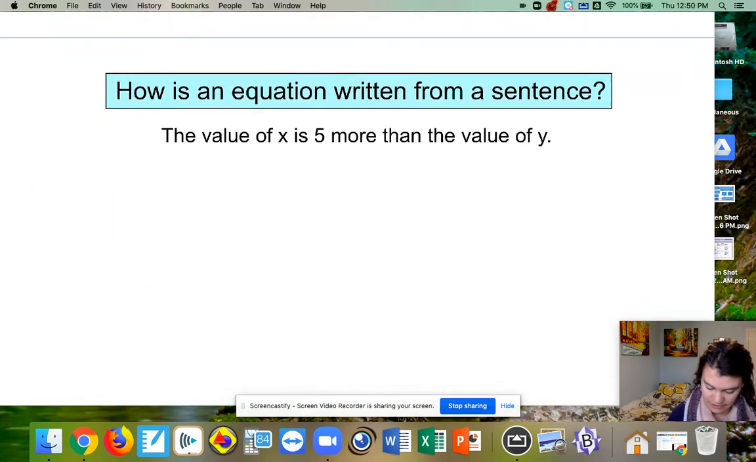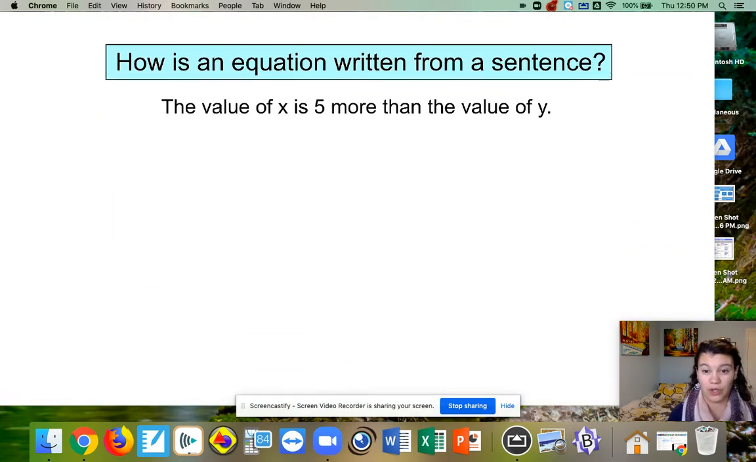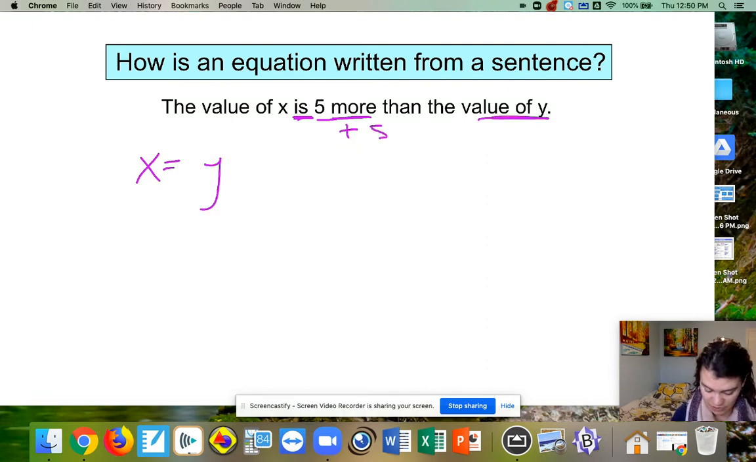All right, so same idea now, except we're writing an equation instead of an expression. So we're going to have two variables in here. We have the value of x is, so here's our equals too. So x equals 5 more than, so plus 5, the value of y. So we'll get x equals y plus 5.